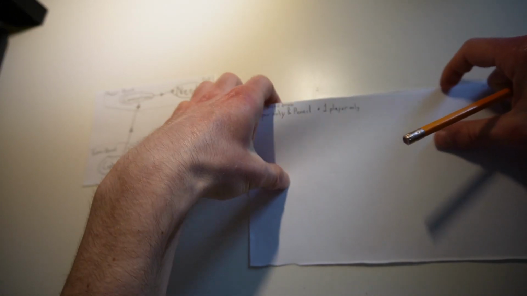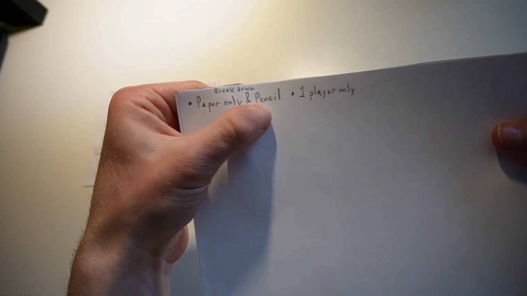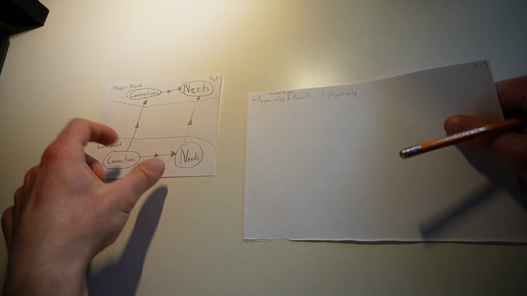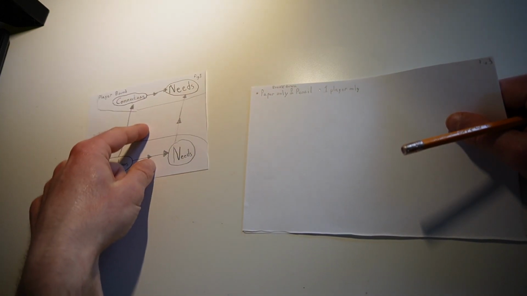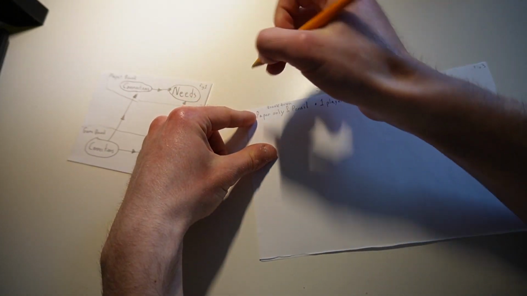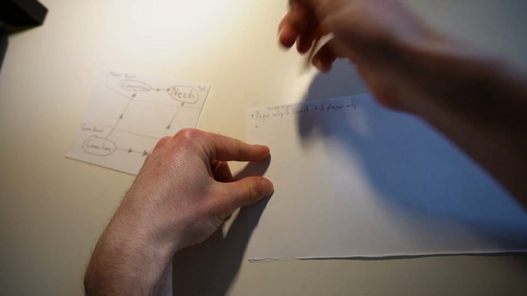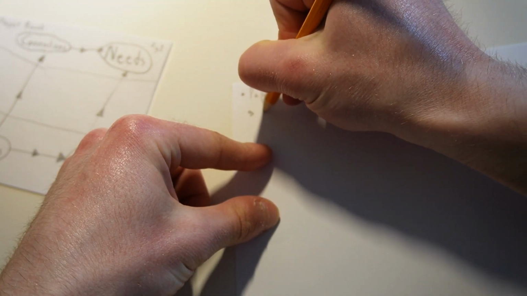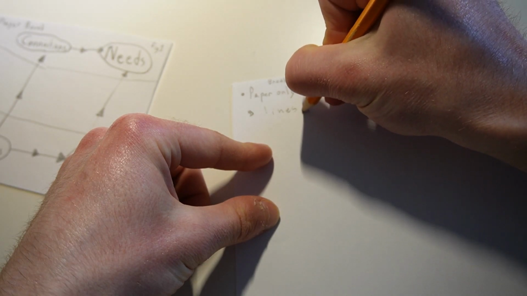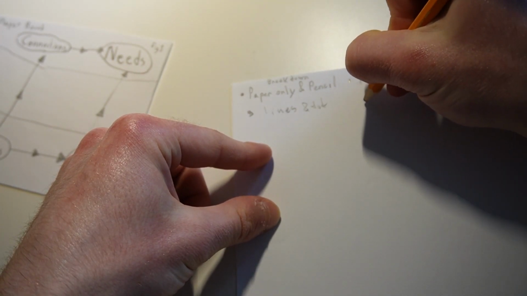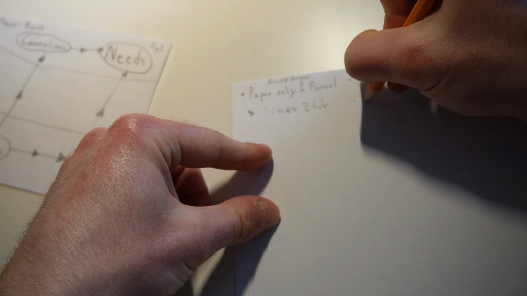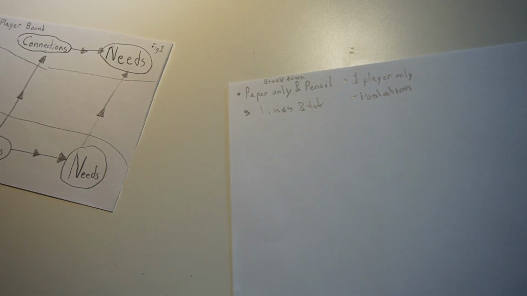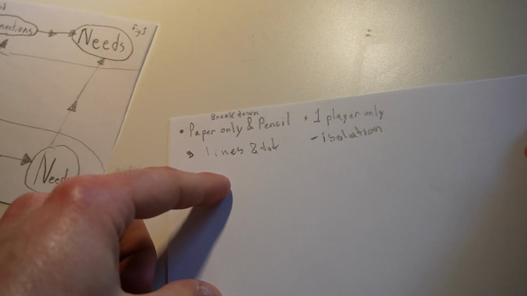about the game. Okay, so I have paper only and pencil, and it has to be one player only. These seem to be game-bound connections and needs, and I'm going to brainstorm what sort of connections and needs this entails in and of itself. So paper only and pencil, this represents that I can use lines and dots, and then one player only gives me a lot of player-bound connection. Sort of like the player might feel isolated. There's a lot of isolation involved in the one player only experience.